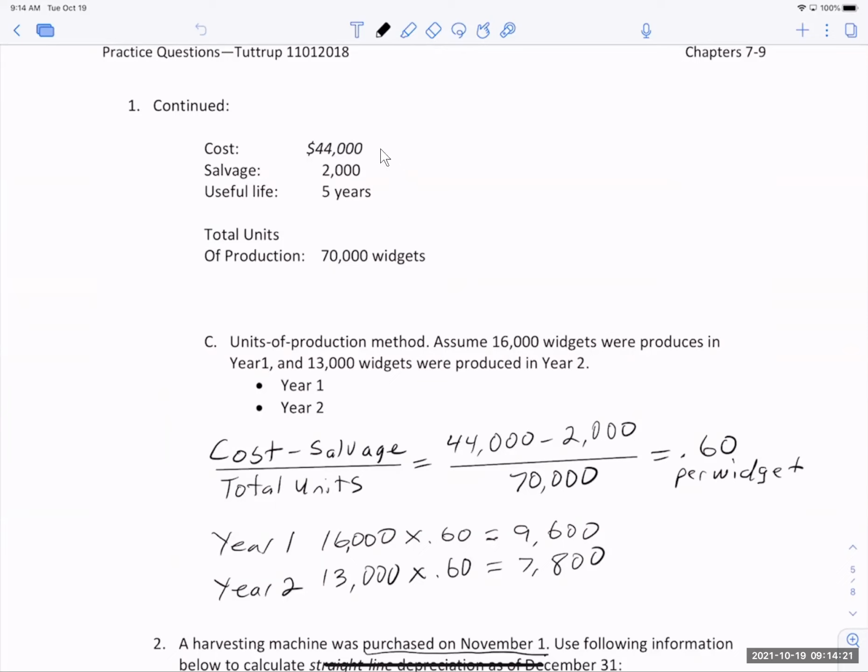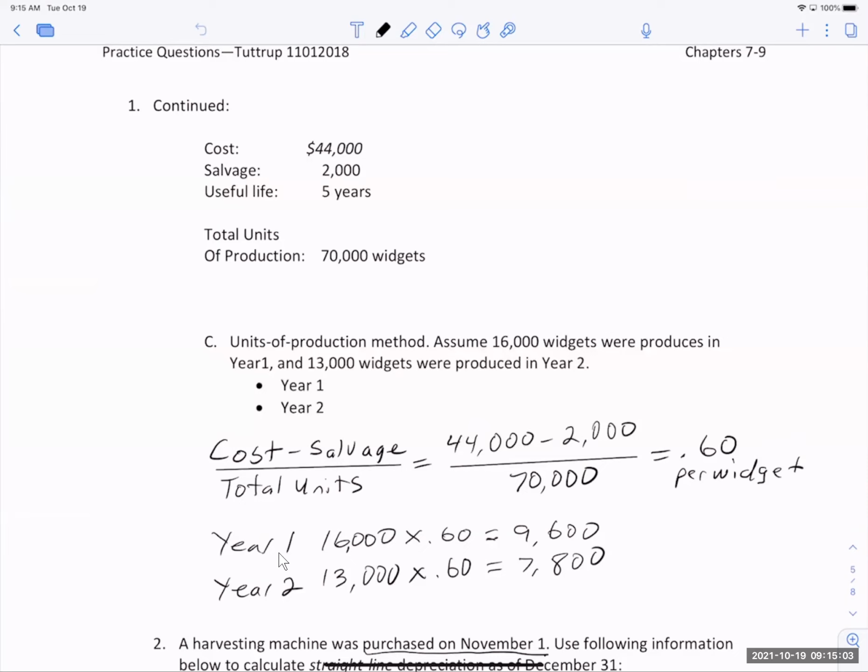Okay, so let's put in the cost, 44,000. Salvage, 2,000. So that's 42,000, right? And so we're going to be depreciating 42,000 over the life of the asset, and we know that it's going to be able to produce 70,000 widgets. Well, if it costs 42,000 and we can produce 70,000 widgets, that means that we should depreciate it at 60 cents per widget, right? For every widget we produce, we're going to depreciate it by that much.